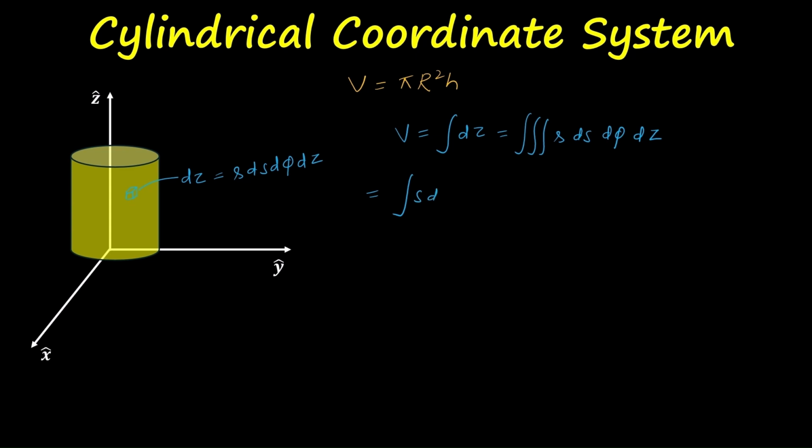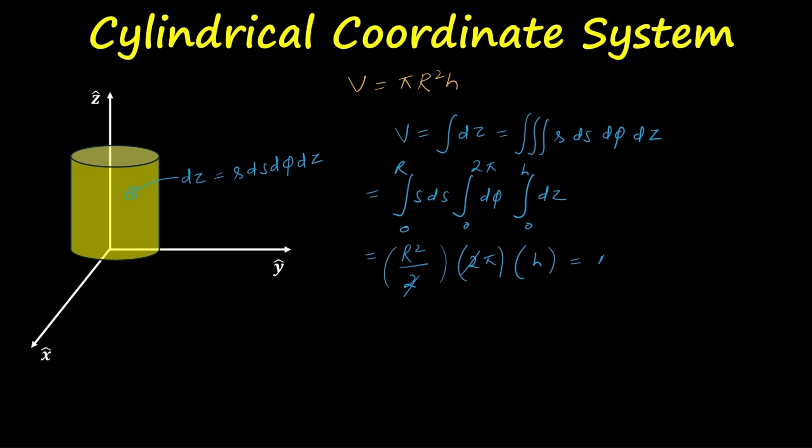Now we can separate this. For S, the limit will be from 0 to r, for phi the limit will be from 0 to 2 pi, and for z it will be from 0 to h. If we do this integration, we get r squared by 2 for S, 2 pi for the phi integration, and h for the z integration. The 2 cancels out and we get pi r square h, which is the volume of the cylinder.